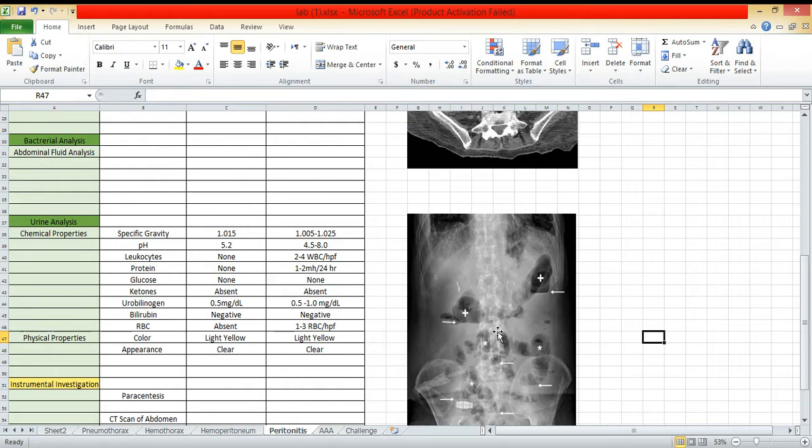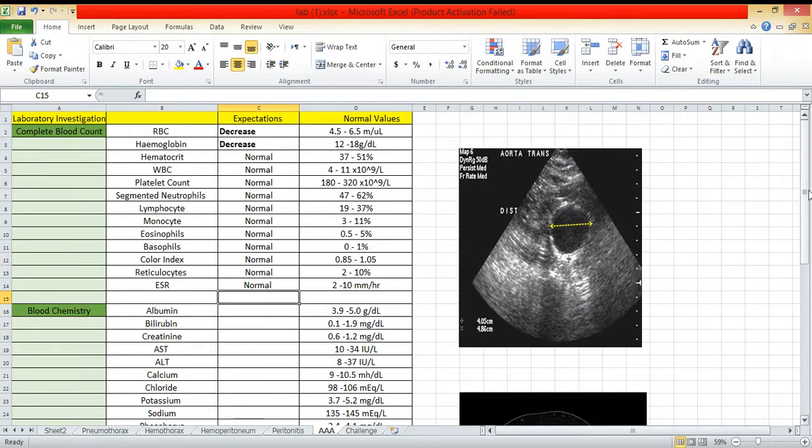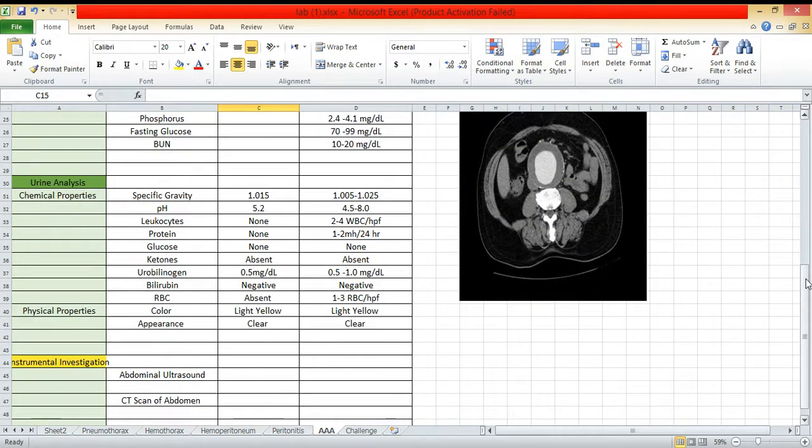Last disease is abdominal aortic aneurysm. In abdominal aortic aneurysm, for the complete blood count, we expect a decrease in red blood cells and hemoglobin, and other values normal. We also carry out urine analysis where all is normal, and instrumental investigation. We carry out abdominal ultrasound and CT scan of the abdomen.